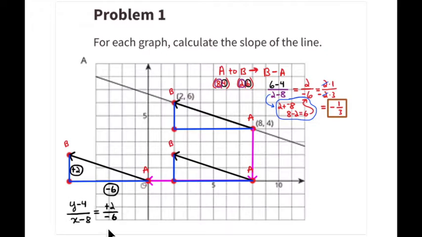Now I'm not going to go through that, but I'll leave it up to you guys to go through how you get this in the form of y equals mx plus b. You're going to multiply by x minus 8, and then you're going to add 4 to both sides, and you should end up with y equals a negative 1/3 x plus what? Where does this cross the y-axis? And you figure that out when you figure out the equation.